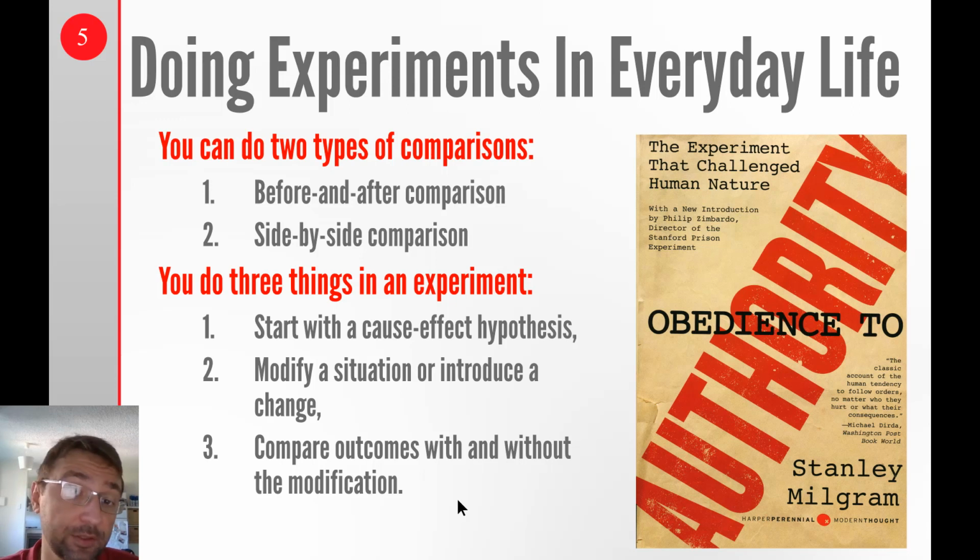When you do an experiment, the three things you do is you start with your hypothesis about what you think is happening, what the cause and effect relationship is, and then you modify or introduce the situation. You introduce the independent variable, and then you compare the outcomes. The outcome is the dependent variable. Okay.